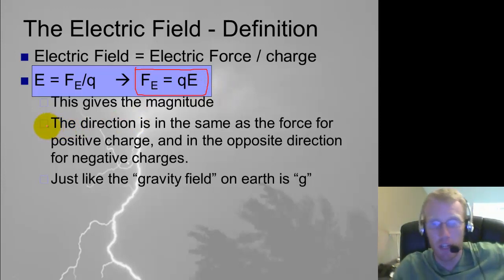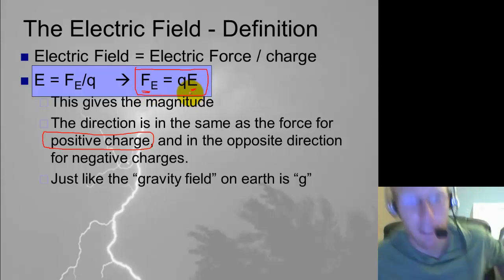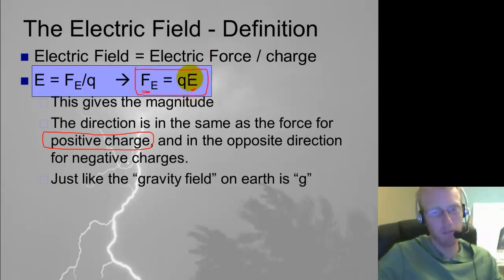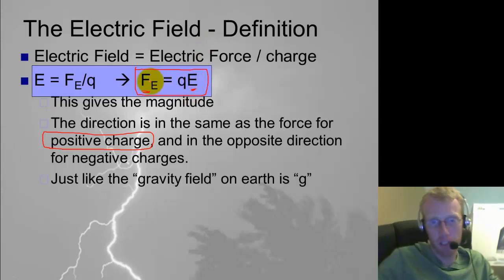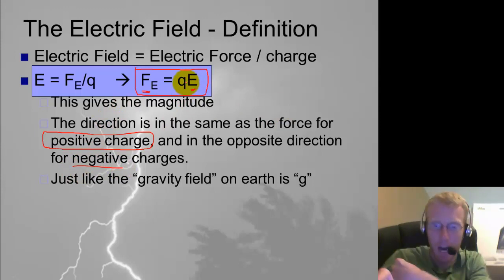To find the direction, you have to use common sense and the law that opposites attract and like charges repel. If the positive charge is your test charge, then we define that the force direction is the same as the electric field direction. Remember, these are vectors. So the direction of the electric field and the direction of the force will be the same for positive charges. Again, it makes sense: everything lines up, so to speak. Now, if you had a negative charge, then one is pointing this way, the other one is pointing in the opposite direction.